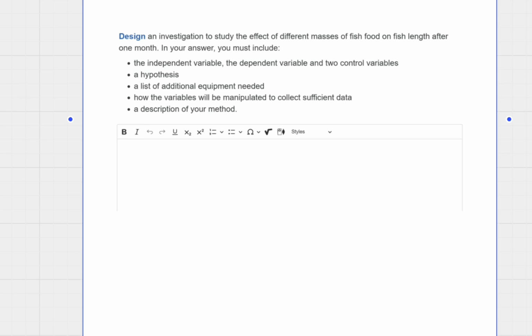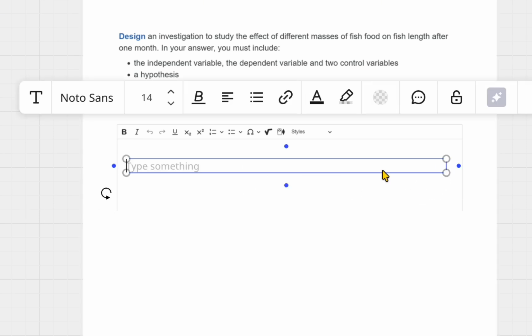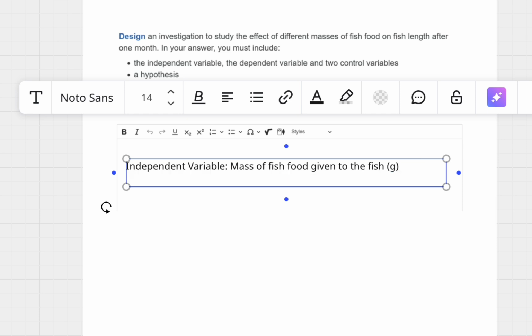Okay, first let's get started with the variables. First we have our independent variable. Let me just get started with this. Let's write independent variable. So our independent variable, which is our IV, is going to be the mass of fish food given to the fish every single day. We'll just write this as our independent variable, and we're going to mention the value as well. Okay, we'll just put it in grams.